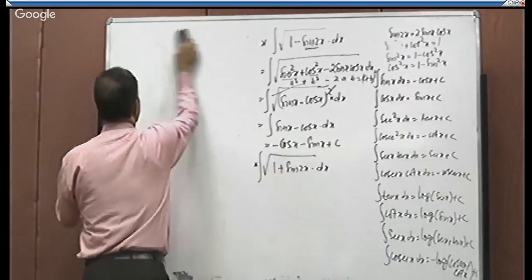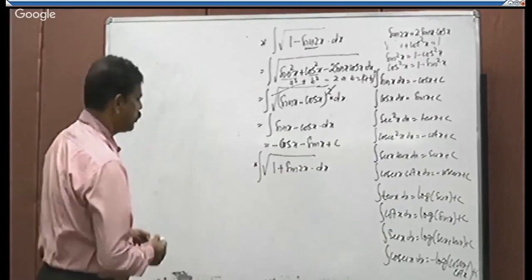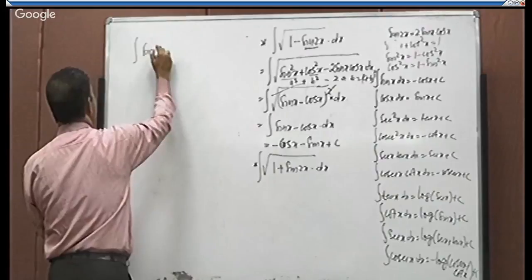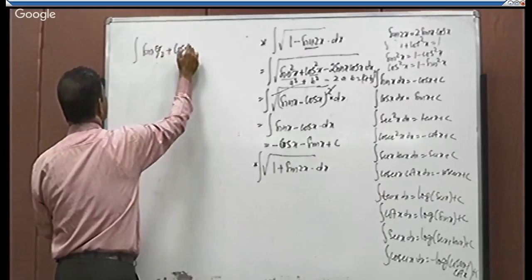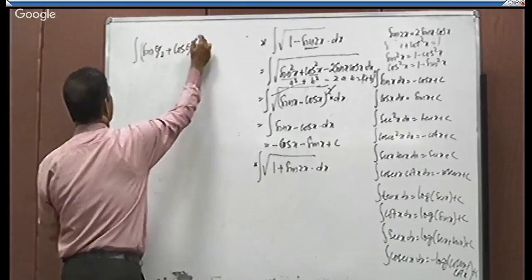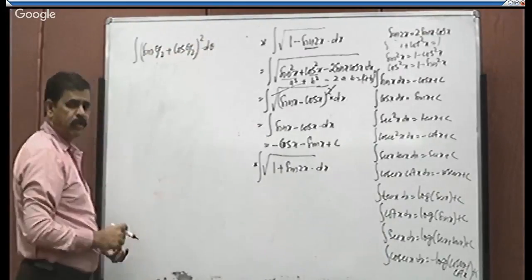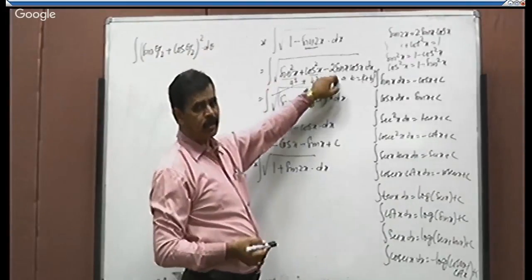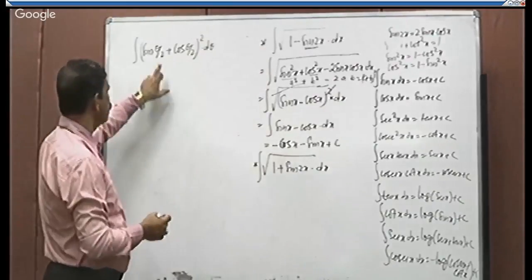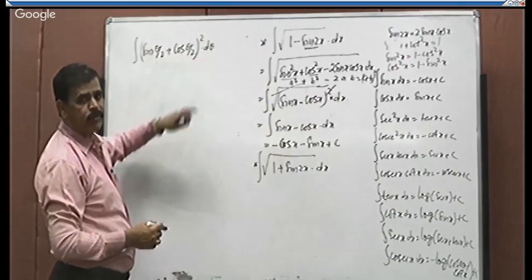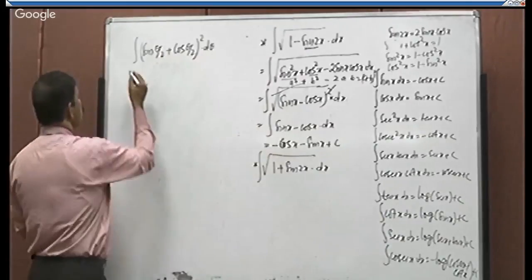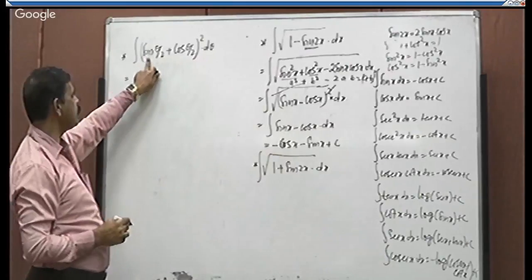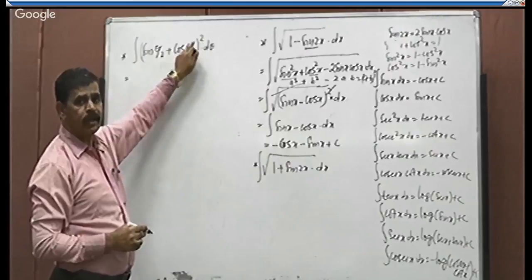In the same context, we can take this problem. Integration of sin theta by 2 plus cos theta by 2 whole square d theta. So the integral variable may be theta, may be x, or may be t. According to that, we have to integrate. This variable here is theta. So see this problem, it is of the form sin theta by 2 plus cos theta by 2 whole square.